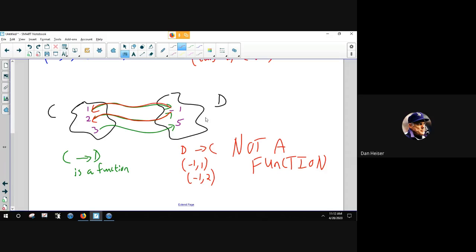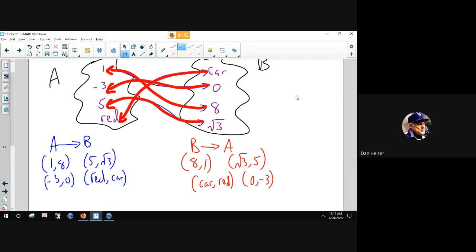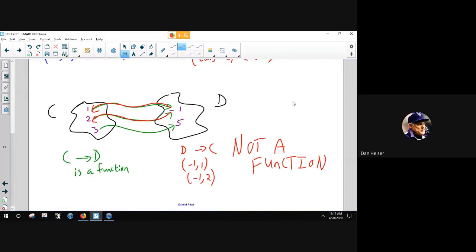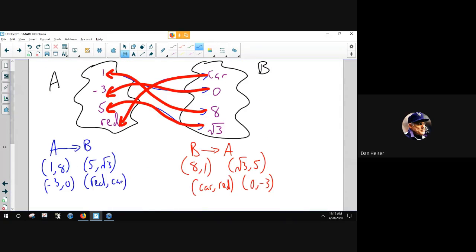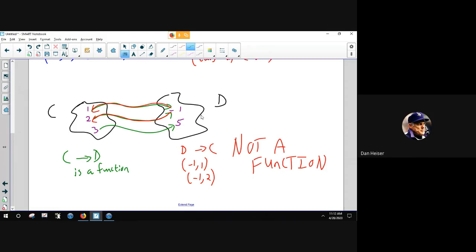What is the difference between this setup and this setup? This top setup is 1-to-1. Every x has exactly one y, and every y has exactly one x. That allows us to reverse the order and not have any problems. Here, we do not have 1-to-1.